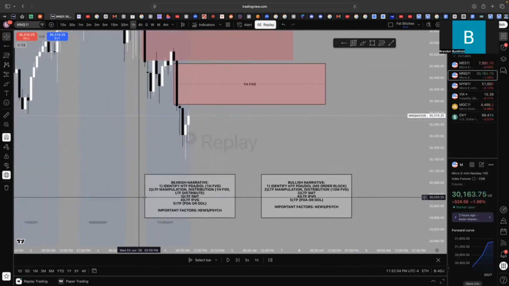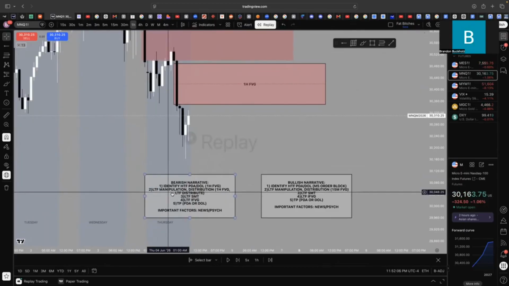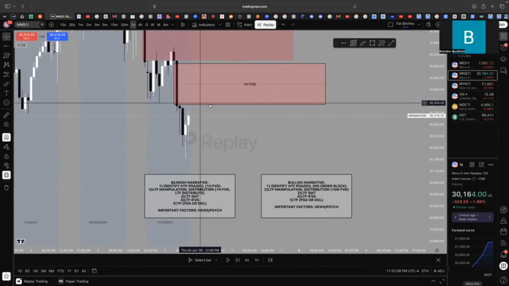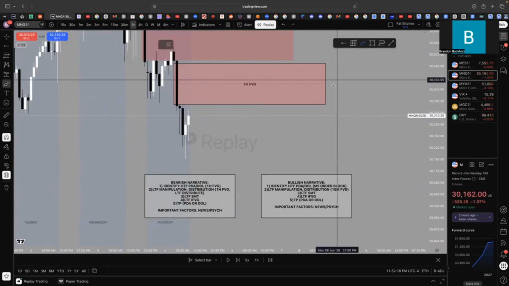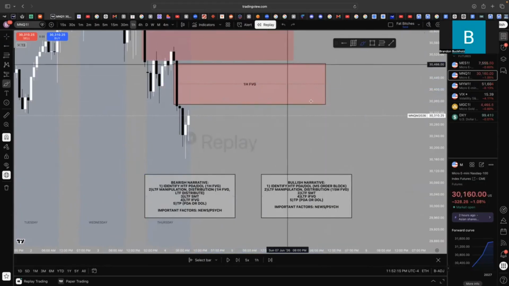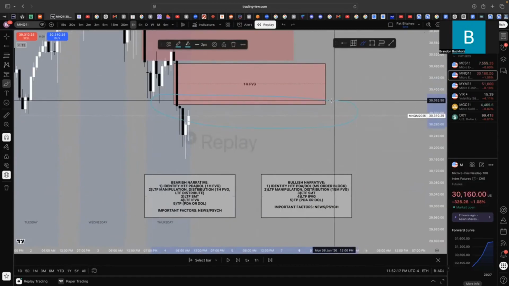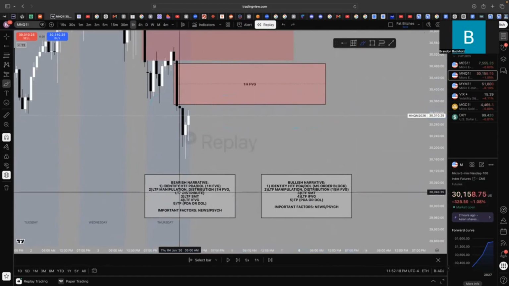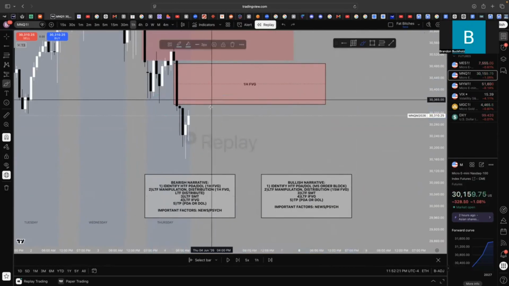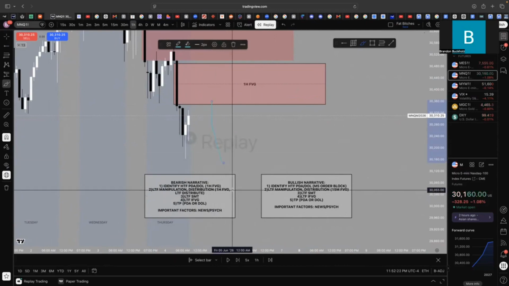The second thing I'm going to be looking for is low time frame manipulation into this zone, preferably at the 50% zone. However, if not, just a tap into the zone will do. And then I also want to see distribution out of the zone, right? So we have manipulation into the 1 hour fair value gap, and then we're going to have distribution, which is going to be some sort of low time frame distribution.